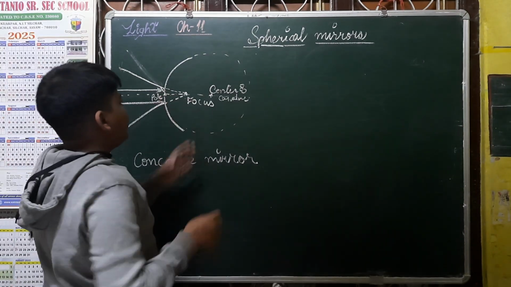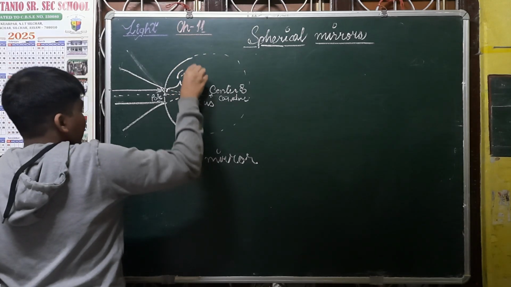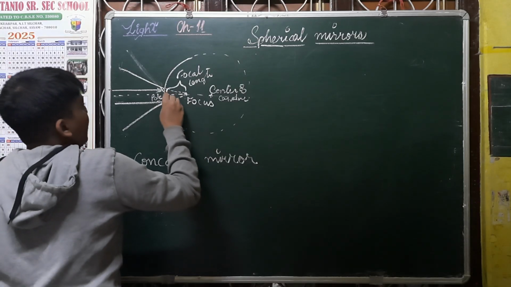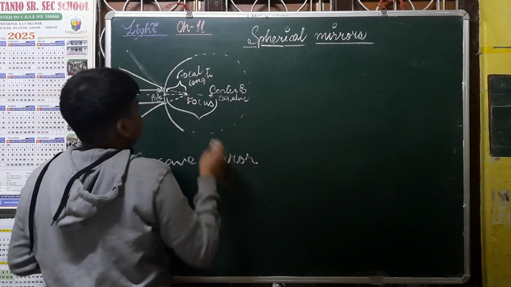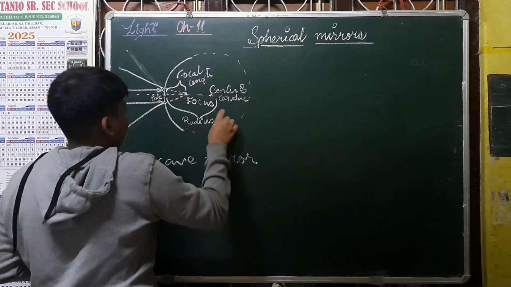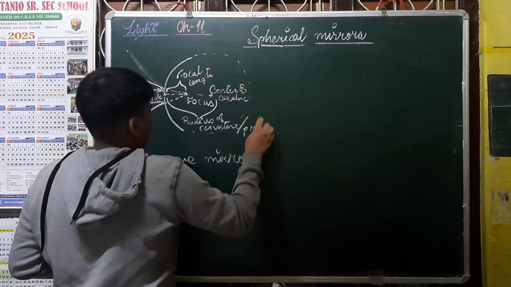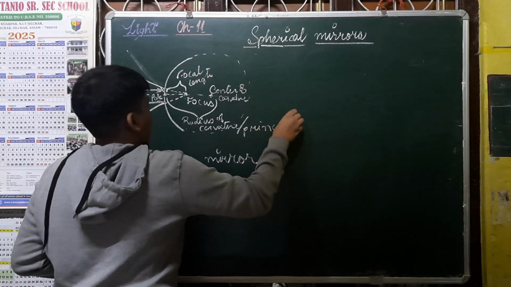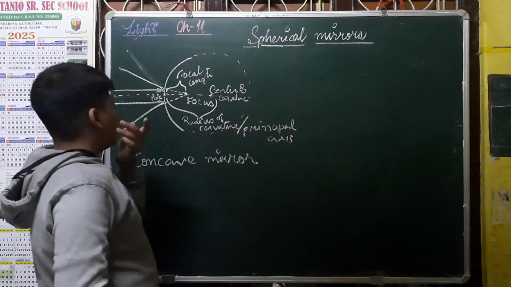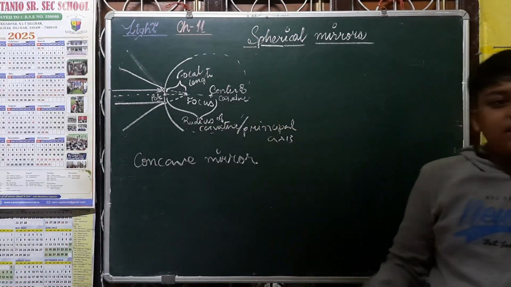The distance between the pole and the focus is the focal length, and the distance between the pole and the center of curvature is the radius of curvature. Or the principal axis. So the center of curvature, focus, pole, focal length and radius of curvature, this all lies on the principal axis.